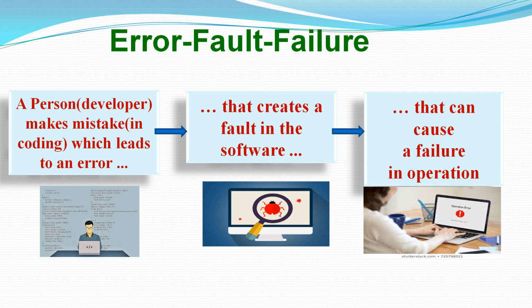See, just because of this mistake in coding by the software developer or software programmer, we got some error in the program. That error has created a defect or a bug or an issue in the software. So just because of that fault in the software, that fault can cause failure in the operation. Where we will get this failure in the operation? At the end user level. So if we perform some operation in the application, we will get a failure.